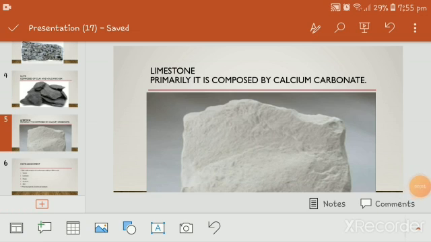Yes, and the other rock, this is limestone, and limestone, it is very soft. You can say this is soft or something like that. And this is primarily composed of calcium carbonate. कैल्शियम कार्बोनेट से इसको ये कंपोज किया जाता है, और इट कंटेन फॉसिल्स.